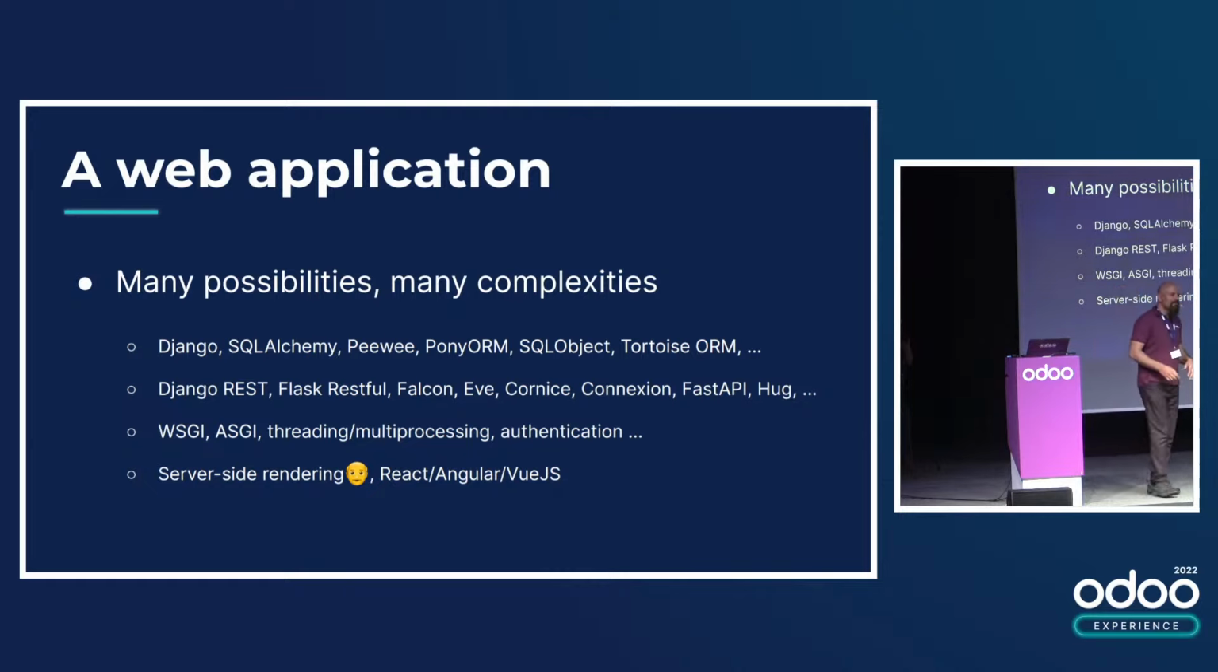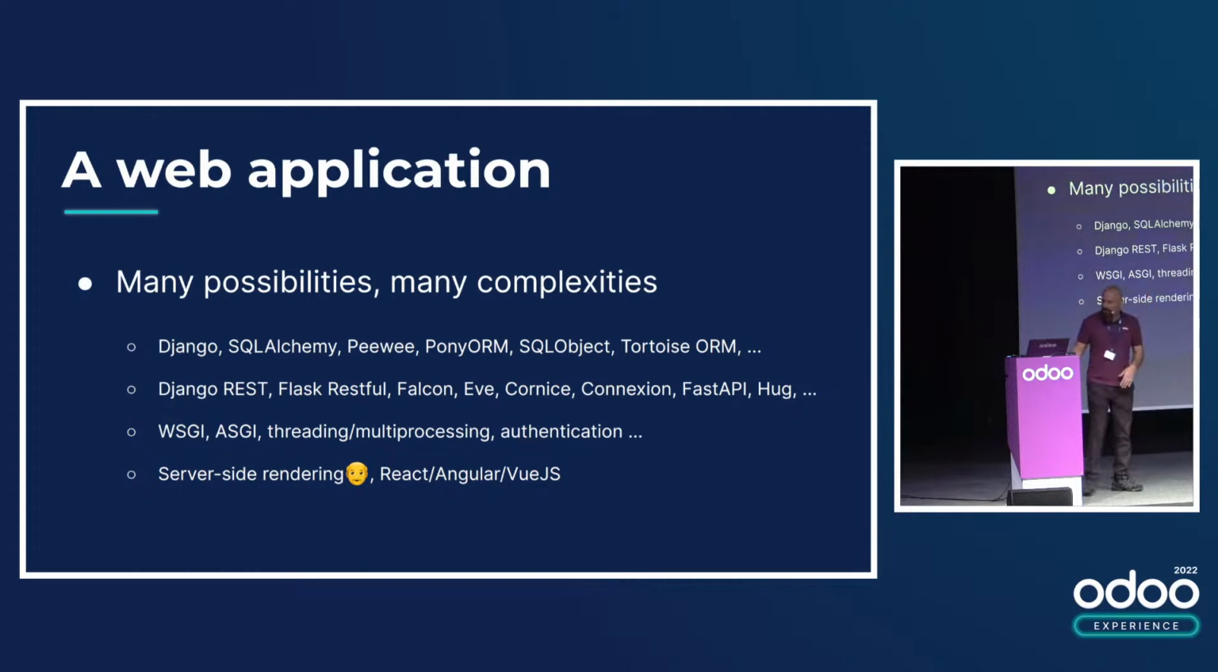And you also need an HTTP server, so you need WSGI, ASGI, or so, and you have to handle multi-threading, multi-processing maybe, internationalization, authentication. And you have to do all of that just on the server side. Then you have to do something for the client side. You could do all the rendering in Python and send it to your browser, but it will be really slow, like 20 years ago. Or you can use a framework like React, Angular, or Vue.js.